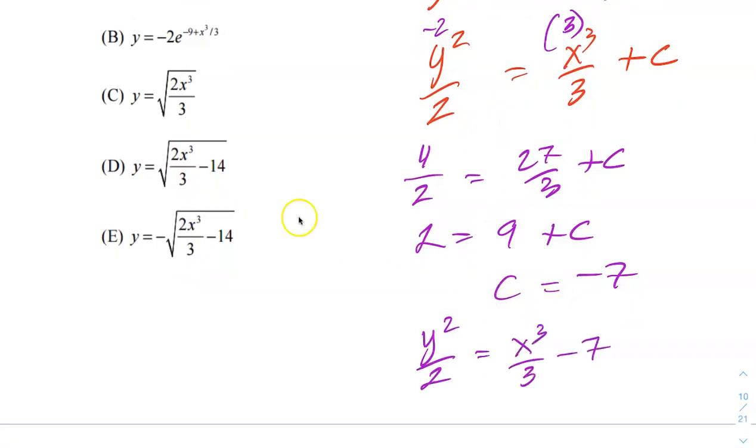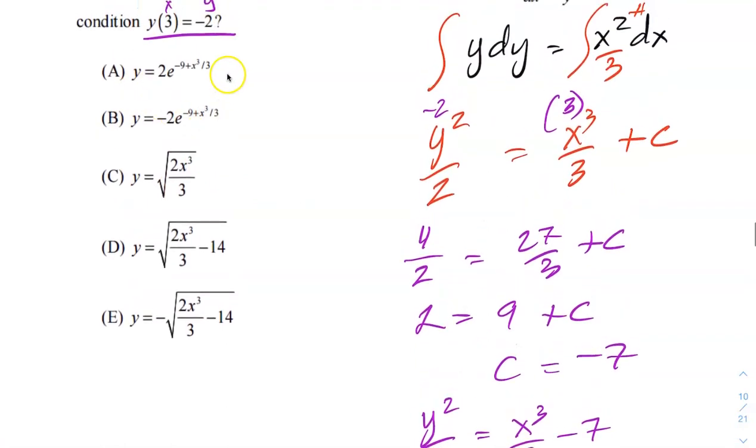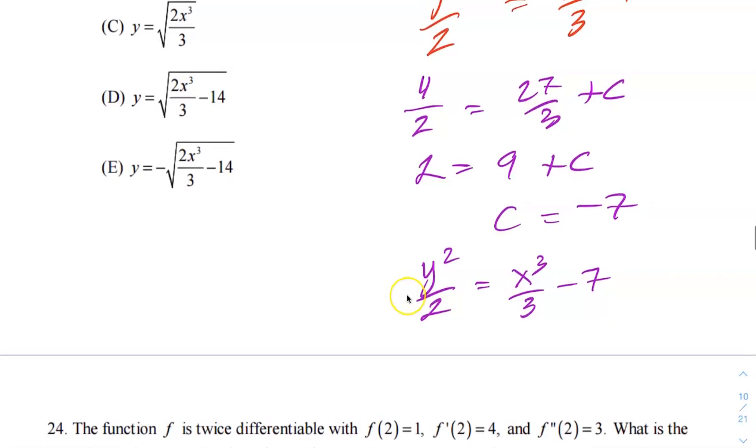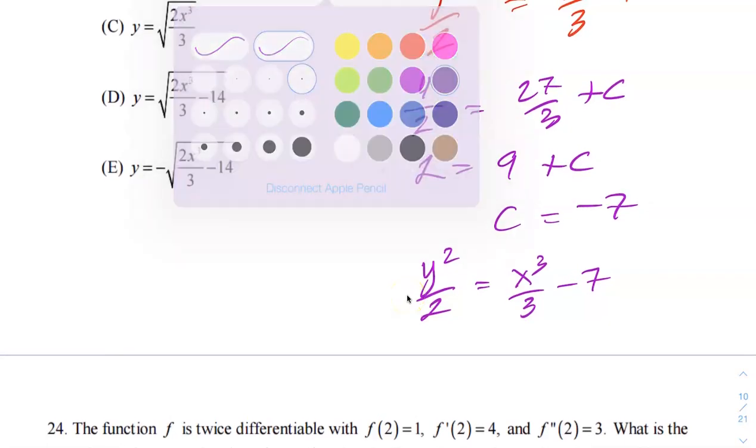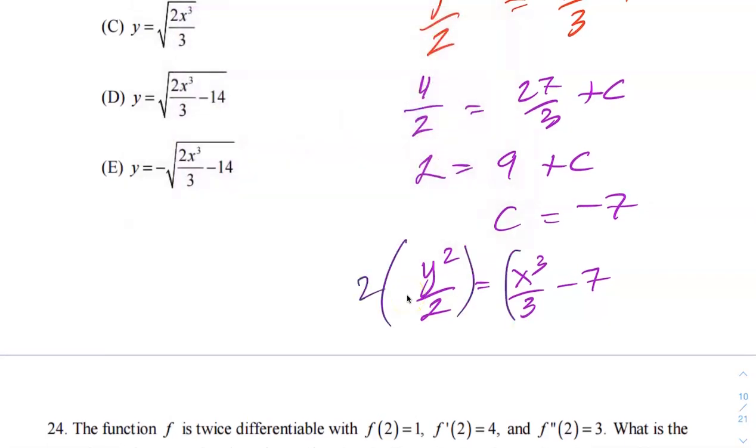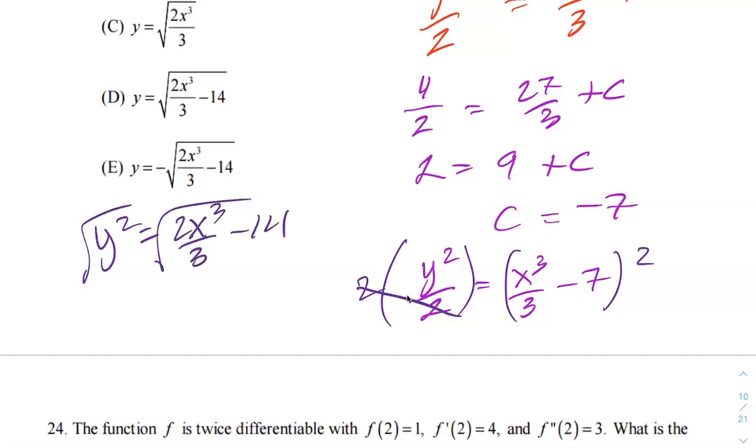And you're like, not done yet. You gotta get y by itself. Now, just looking at it, I know it's not A and B. It's one of these guys down here. So let's get y by itself. First step, get rid of that 2. Multiply everything by 2. So I get y squared equals 2x cubed over 3 minus 14. Then we square root it. y equals plus or minus the square root of 2x cubed over 3 minus 14.